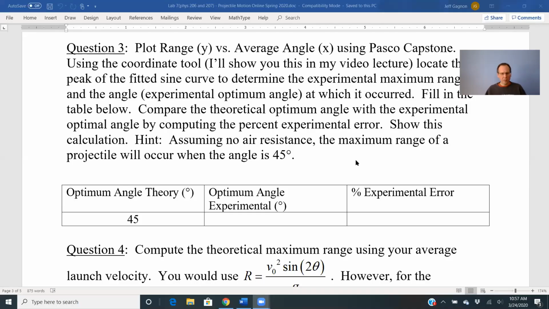Okay, so again, we know now that the optimal angle theory is 45 degrees. So we need to figure out the optimal angle experimental. So let me show you how you can do this using Pasco Capstone. I'll do an example for you.